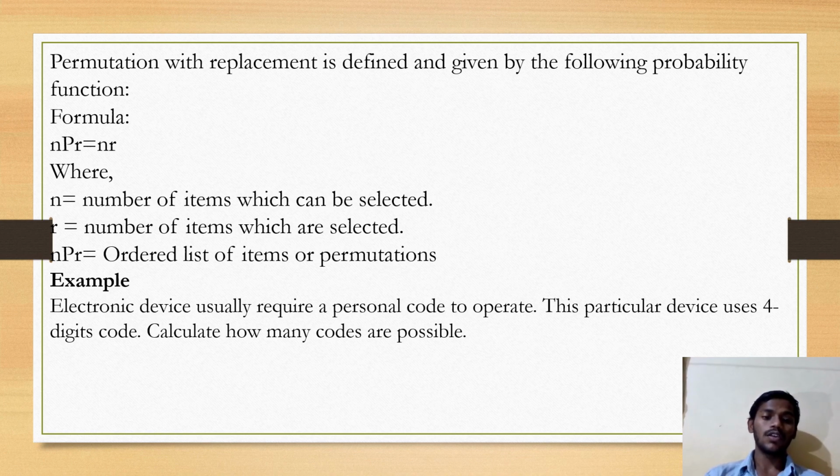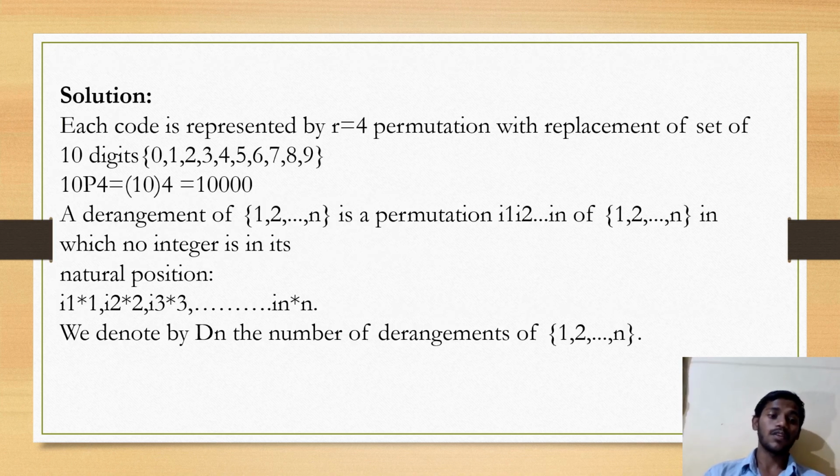Example: electronic devices usually require a personal code to operate. This particular device uses a 4-digit code. Calculate how many codes are possible. Each code is represented by r equal to 4, permutation with replacement of a set of 10 digits, 0 to 9. 10P4 is equal to 10 to the power 4, that is equal to 10,000.